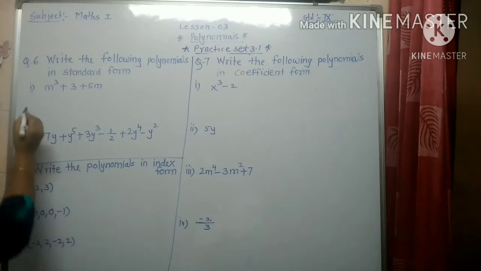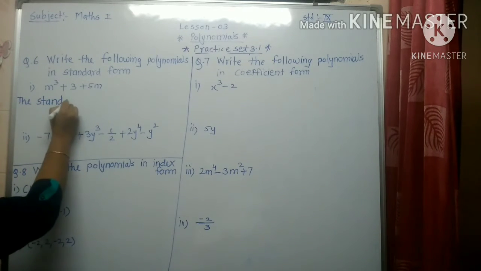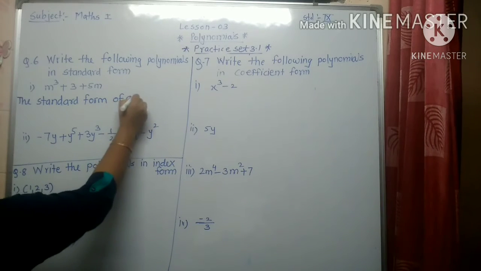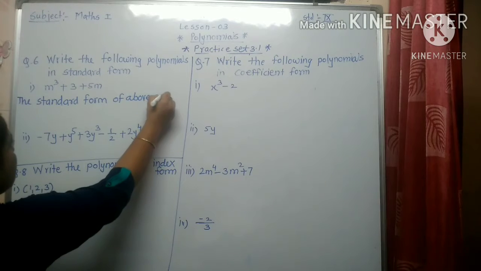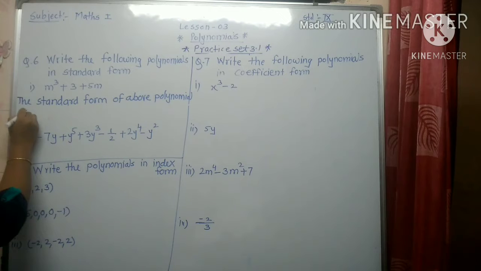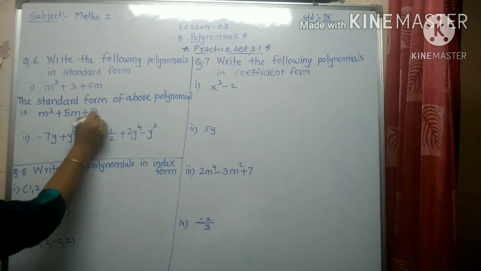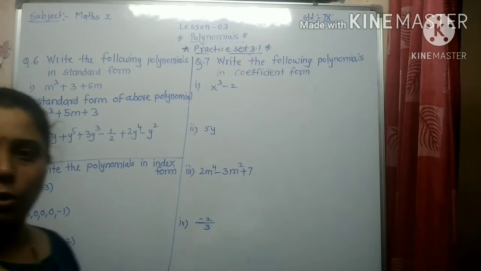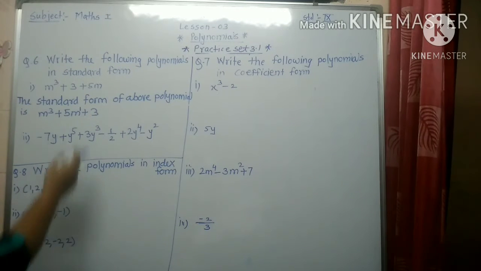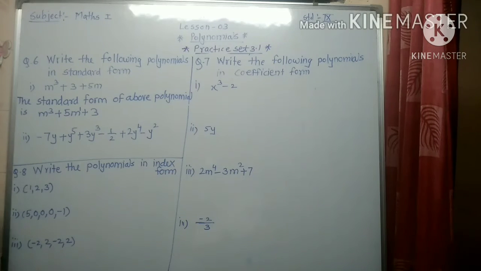Now here I can write the standard form of the above polynomial as m cube plus 5m plus 3. After 3, there is m raised to 0. Now see the second example.